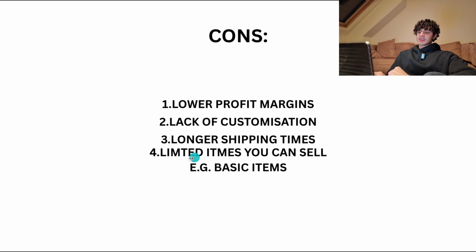And finally, there's limited items you can sell. So example, basic items. What I mean by this is items such as shirts, hoodies, long sleeves. That's about it. You can't really get specific items you want to sell. For example, like maybe denim jeans or denim jackets or distressed hoodies, distressed caps. There's, again, a lack of customization. However, with inventory, you can make that work. So, as I said, there's pros and cons to everything.